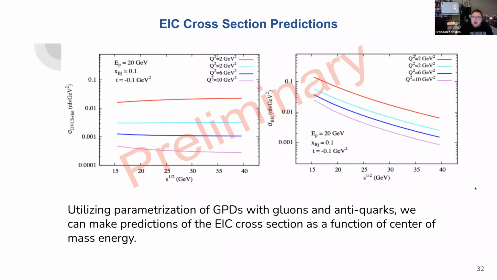And when you have this, the full power of this parameterization is that one can start making predictions for, let's say, the EIC cross sections. What one would see for DVCS cross sections at the EIC. And so we show some preliminary plots of what the DVCS cross section will look like as a function of the center of mass energy. And now this can only really be done because we've added in this quark and this gluon and antiquark distribution.